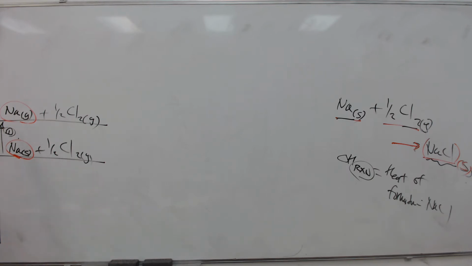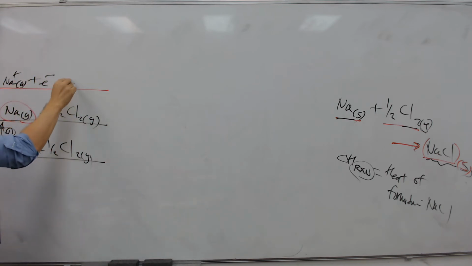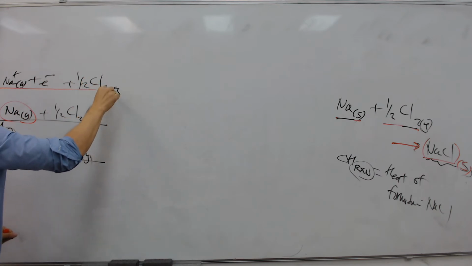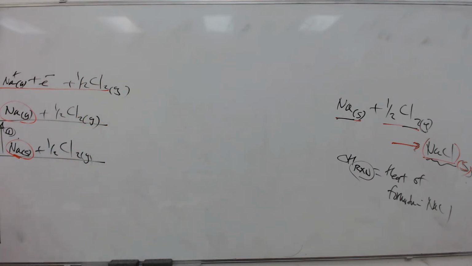And the second process is Na+ gas plus electron, plus half of Cl2 gas. So basically, I turned it into Na+ now. This is step two. What can we call that process? Step two is, I turn sodium gas into Na+ plus an electron. What do we call that process? We talked about it last week. Ionization of sodium, right? Ionization.